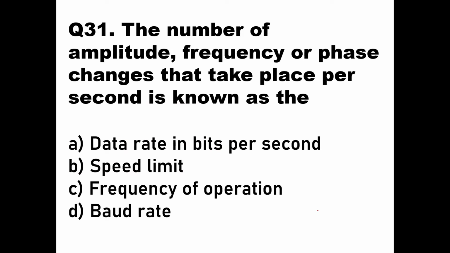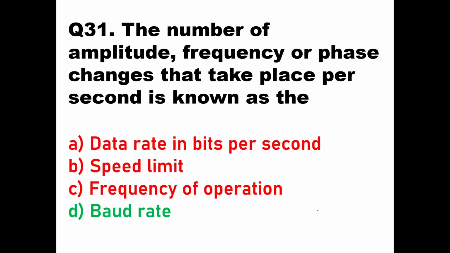The number of amplitude, frequency, or phase changes that take place per second is known as. Now here, if you want to change number of amplitudes, if you want to change number of frequency, if you want to change number of phase, that itself says that you're changing some symbols. So if you're having something called as symbols per second, then it is called as baud rate. Then here the option will be option D, which is called as baud rate.